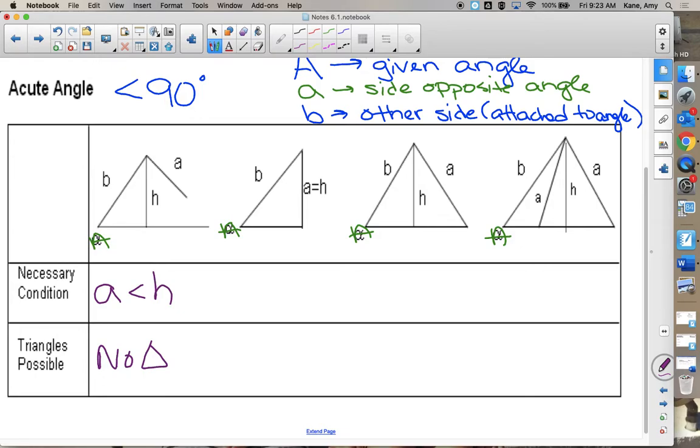The second condition is actually already labeled, and this is the second triangle we looked at yesterday. If they are the same, so A is the side opposite the angle, and that side and the height are the same, then we would have one right triangle. Anytime you calculate the height and you see that it's the same as the opposite side of the angle, then we will always have a right triangle.